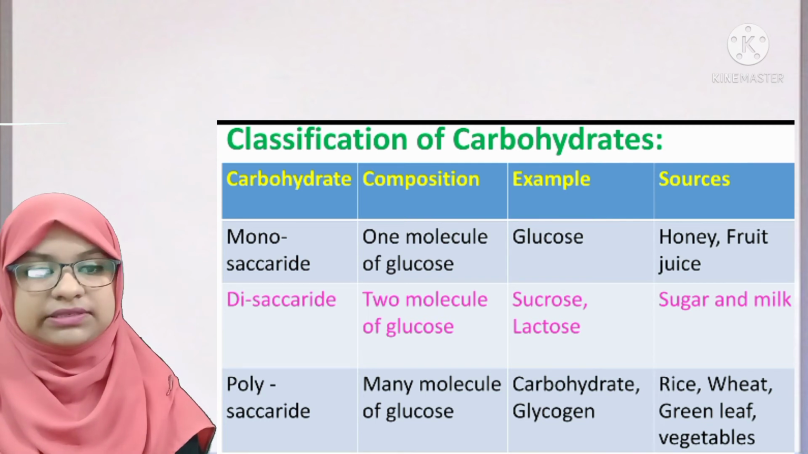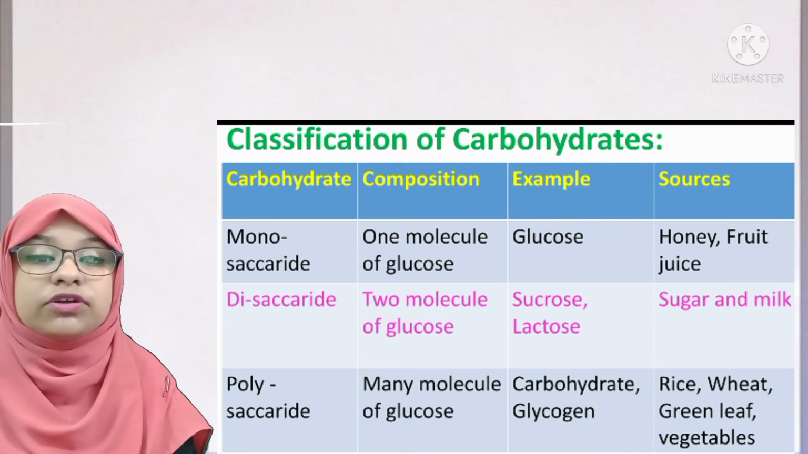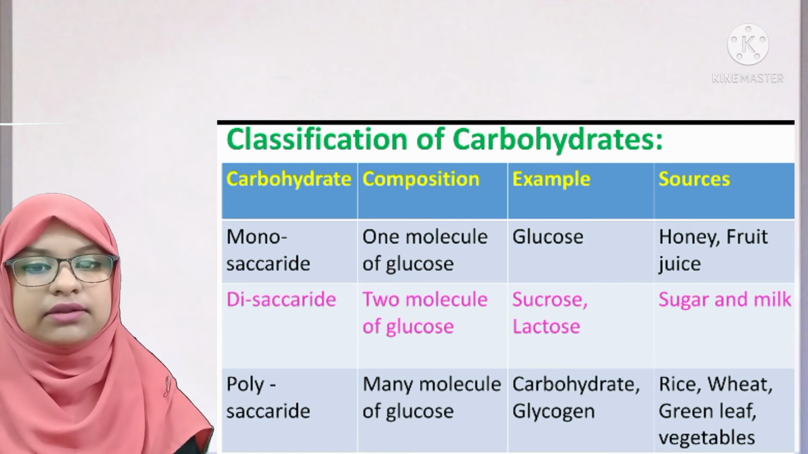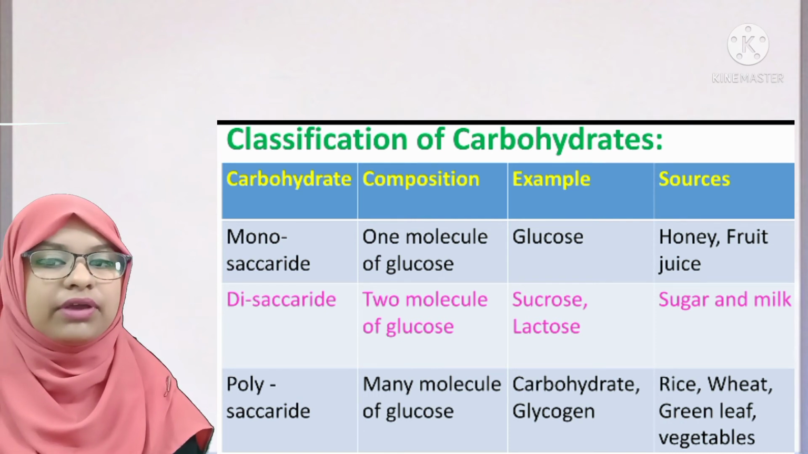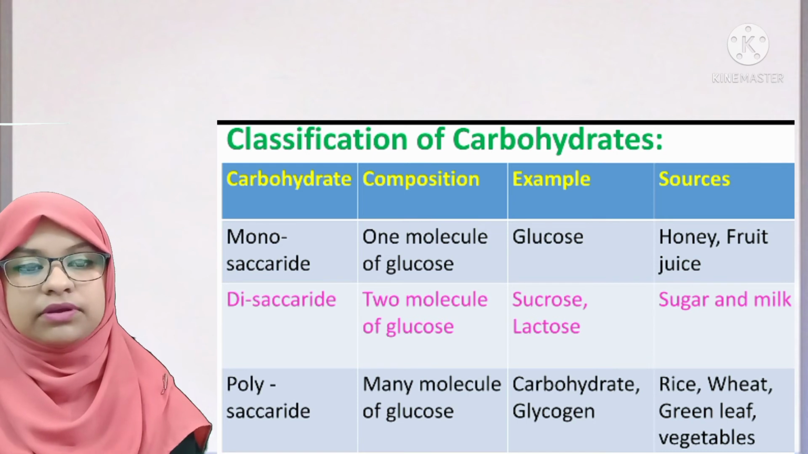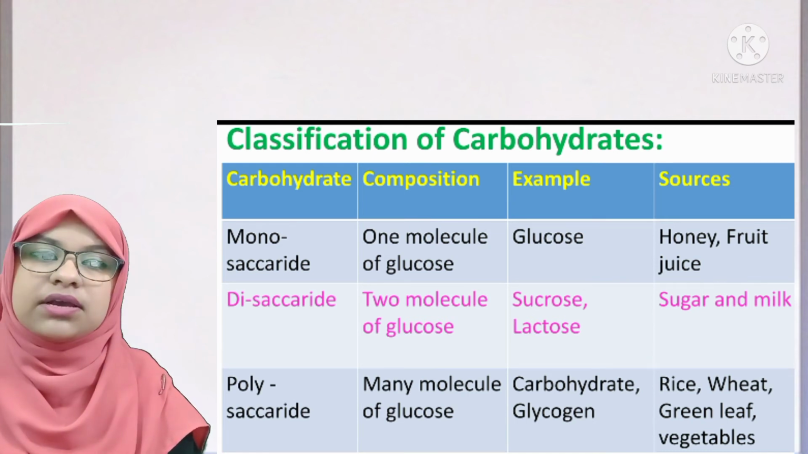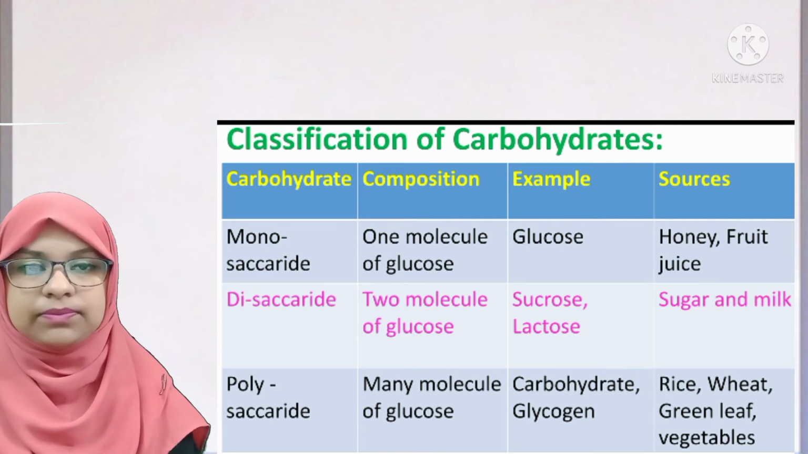Last one is polysaccharide. Polysaccharide is composed of many molecules of glucose, and examples of polysaccharides are starch, glycogen, etc. We can get polysaccharide from rice, wheat, green leaf, vegetables. That means the sources of polysaccharides are rice, wheat, green leaf and vegetables.